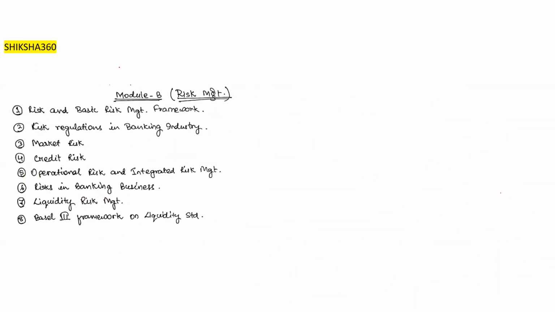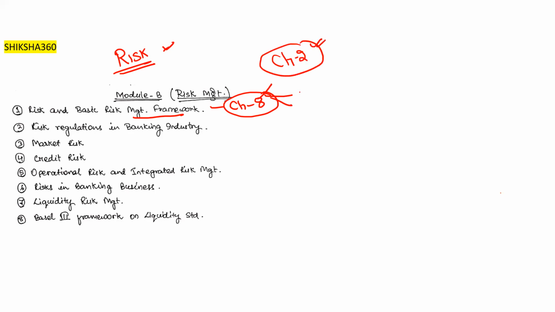Next, module B. In that, we have to discuss all risks one by one. So let's start our discussion. What are the different types of risk? For that, risk and basic risk management framework. This is chapter number 8. In this chapter, we have to discuss what the different types of risk are. Like in chapter number 2, we will do a little bit of discussion. Here, we have to do a complete, detailed discussion of the different types of risk.